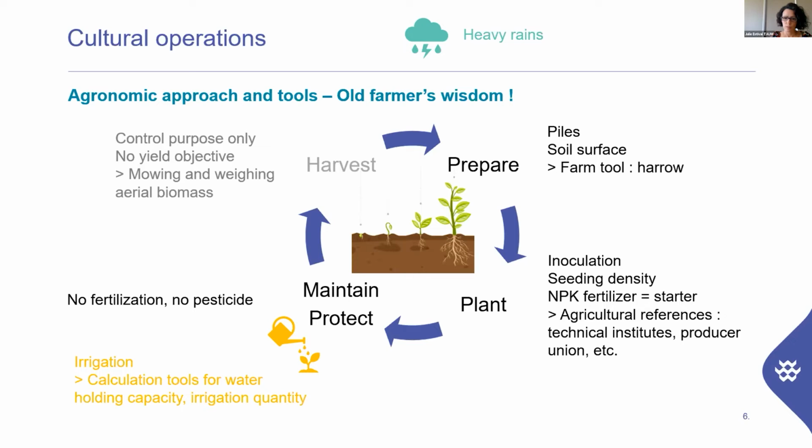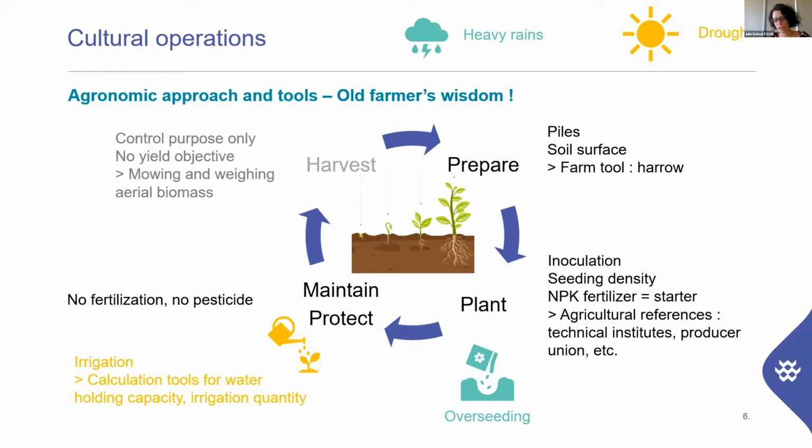Then during the test, well, you should maintain and protect your crop or vegetation cover. To do so, we used no fertilization because of the alfalfa and no pesticide. That was a choice. But we had to act after, well, not against it. We have to act after extreme weather conditions.